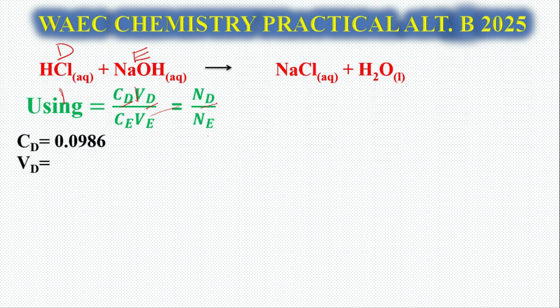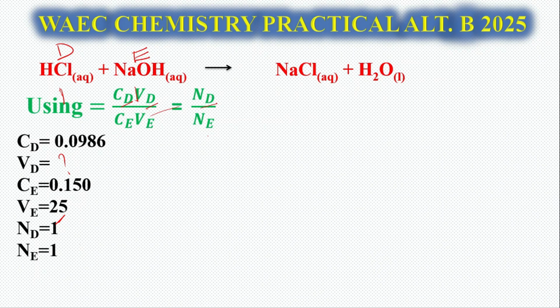So we substitute respectively. Our CD is 0.098 as we obtained from the value calculated. VD, that's what we are looking for, that's the volume of the acid used. Our CE is 0.150 and VE is 25, that's the volume of the pipette used. In my own school, 25. In your own school, it might be 20.